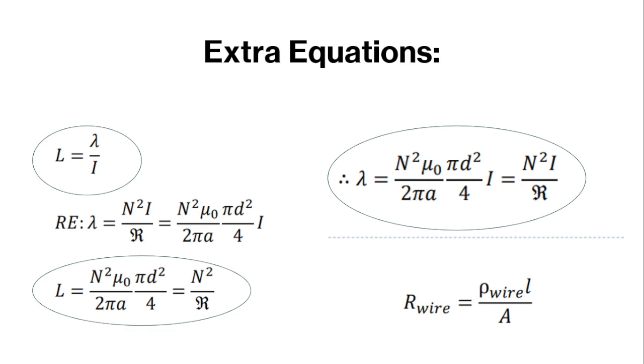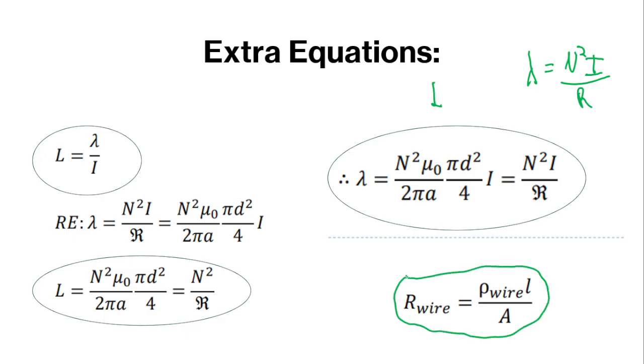Some extra equations. You have the inductance equation, which is lambda over I. Remember, lambda is flux linkage. So you have two actual equations. You have this one here, lambda equals N squared over reluctance times I. Not resistance, reluctance. A lot of people mix this one up. And then we know resistance is rho L over A, that's there just in case. And we know L is N squared over R, which is reluctance.